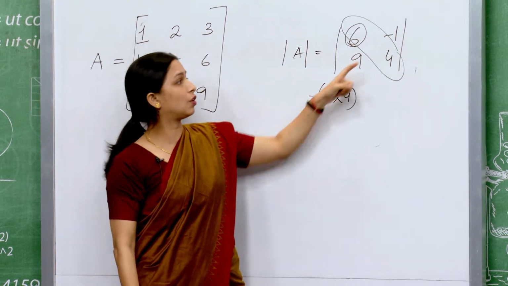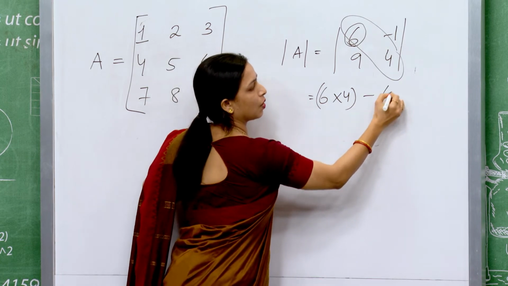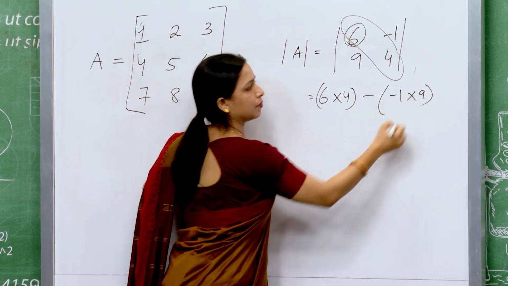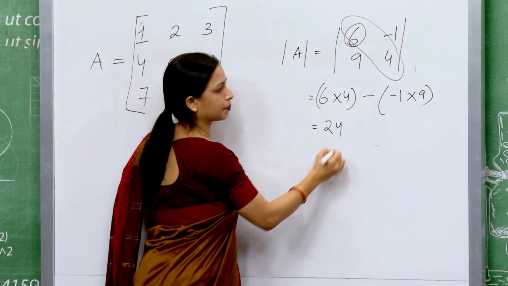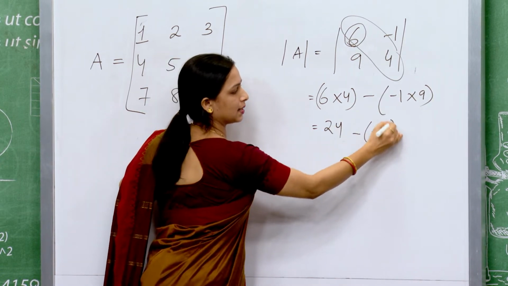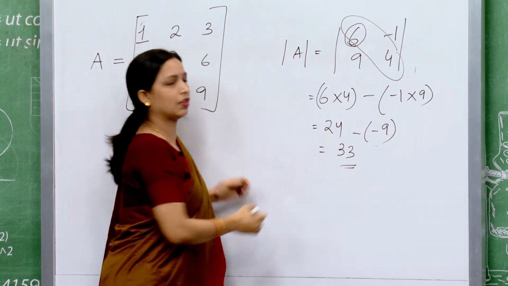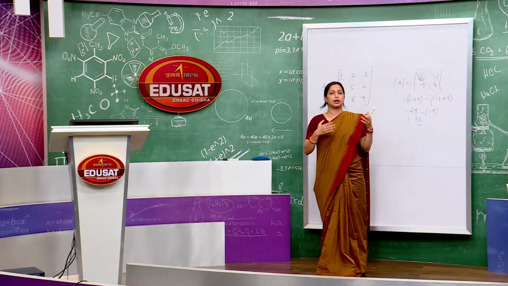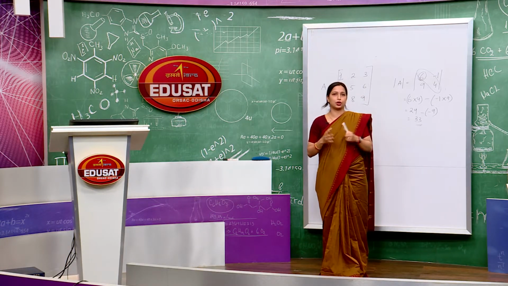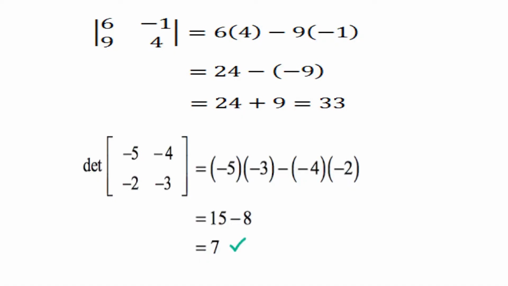And from that we subtract the product of the opposite diagonal, right? So minus, minus 1 into 9, right? Then we find the products. This is 24 and this is minus 9. So when we add it up, it becomes 33, right? This is how we find the determinant of a matrix of order 2. Let's take a look at the slide. Similarly, I have given another example in the slide.